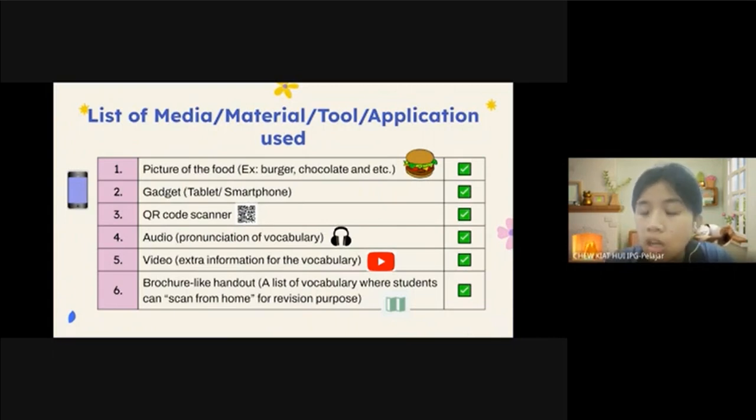Number 4 is the media, which is audio, which shows the pronunciation of the vocabularies. The fifth one is video, which contains extra information for the vocabulary. And the last one, we will provide a brochure-like handout, which consists of a list of vocabulary where students can scan from home for revision purposes. And next one will be explaining how it works.